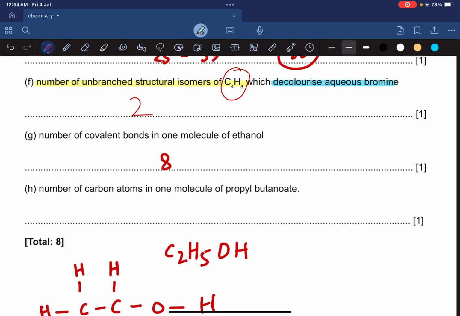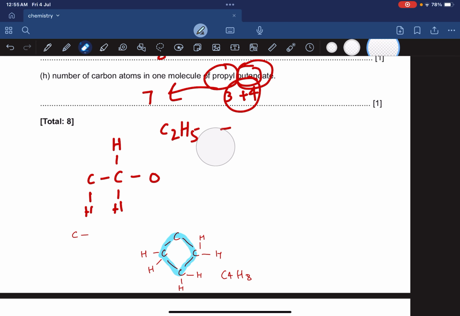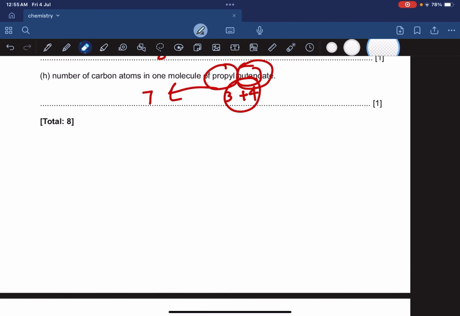Okay, moving on. Number of carbon atoms in one molecule of propyl butanoate. I guess there's no brain in it. It's going to be 7. Propyl means 3. Butanoate, butane means 4. 4 plus 3 makes it 7. But if you're still confused, no worries. Sometimes it takes time to understand things.